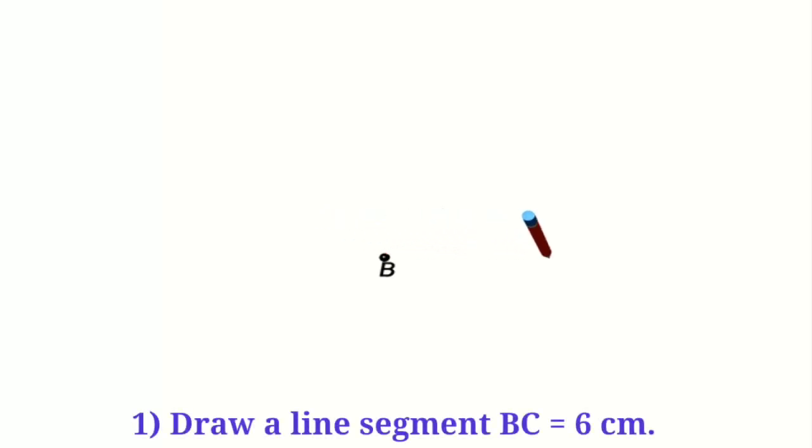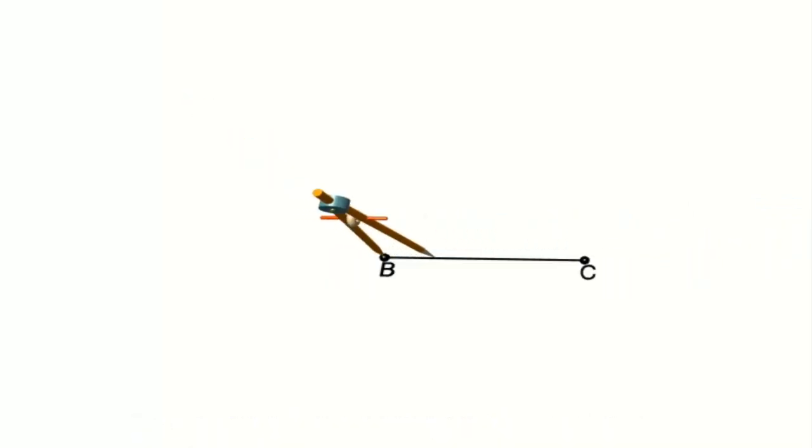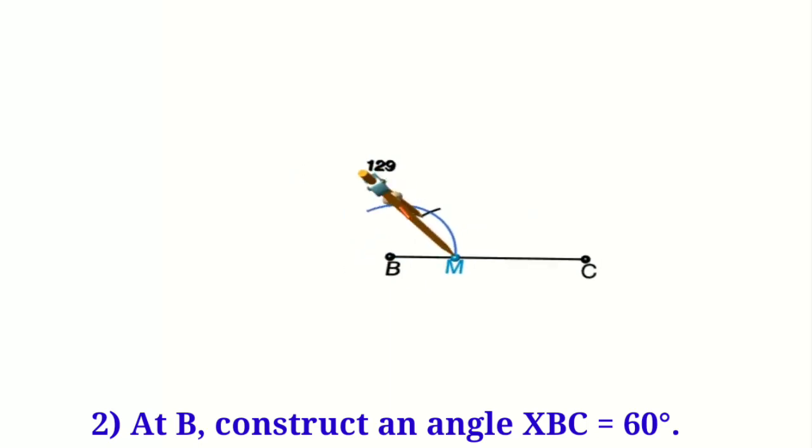We'll start with drawing a line segment BC of length 6 cm. Then we'll draw the base angle, that is angle B is equals to 60 degree here. And I hope you all know how to draw an angle of 60 degree with the help of compass and ruler. If you don't know, please check out the previous videos of constructions.